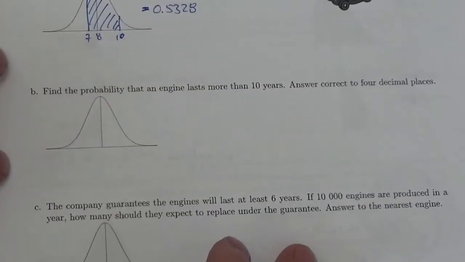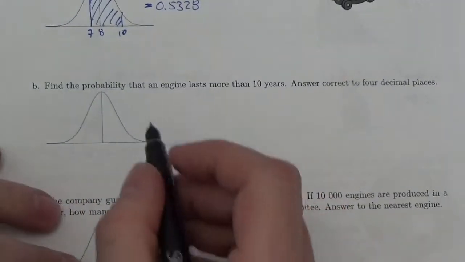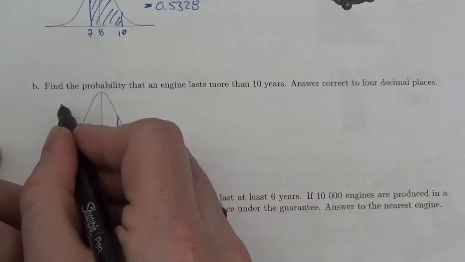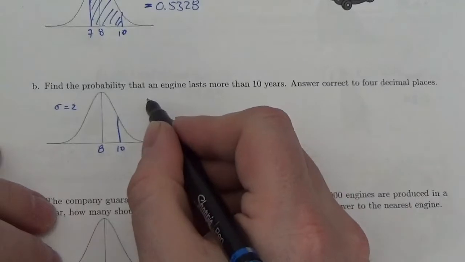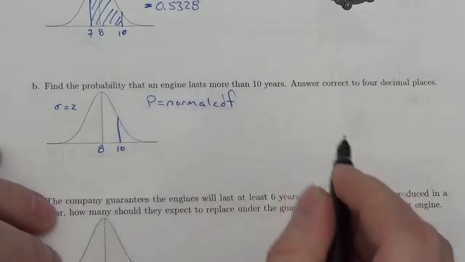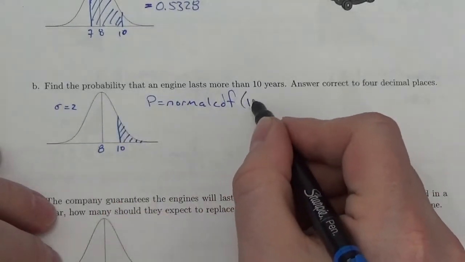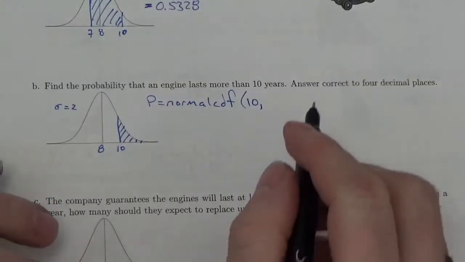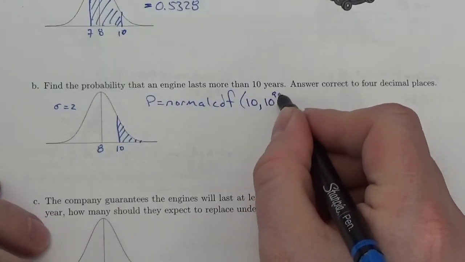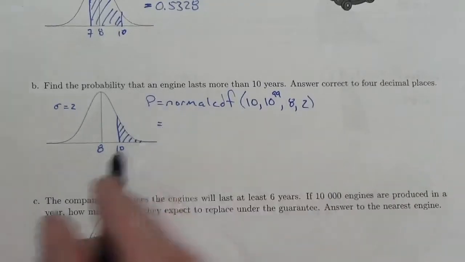Now let's take a look at the next one. It says find the probability that an engine lasts more than 10 years. Well, here's 10. Again, I know that the mean is 8 and I know that my standard deviation is 2. So my probability is going to be, again, the normal CDF. This time though, the low bound here is 10. Now, what we have done in the past here is tell the calculator that I want you to go to infinity. What we'll do here is go 10 to the 99, and then the mean is 8 and the standard deviation is 2. And the calculator gets that.